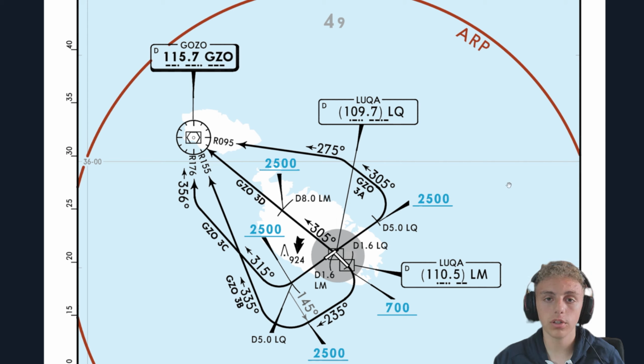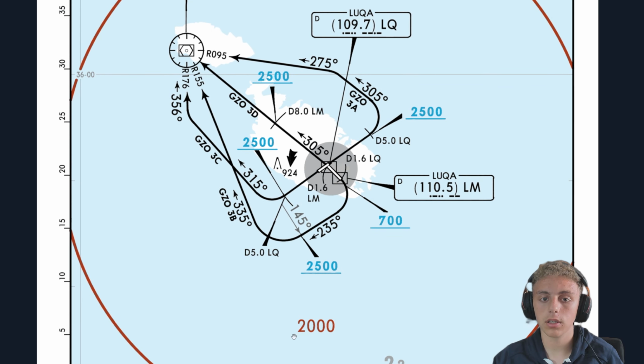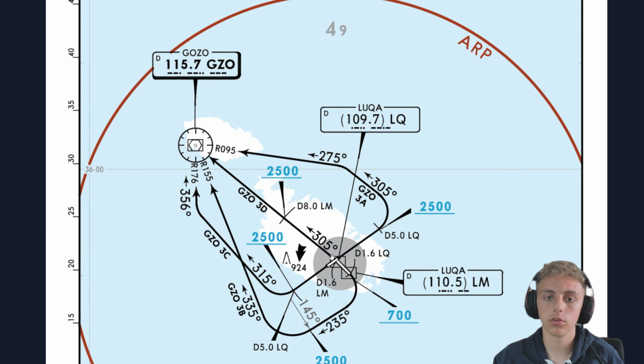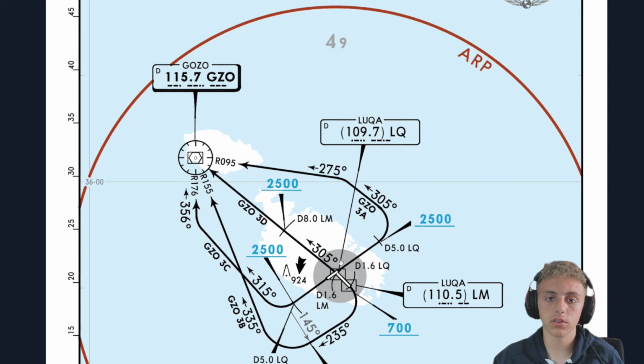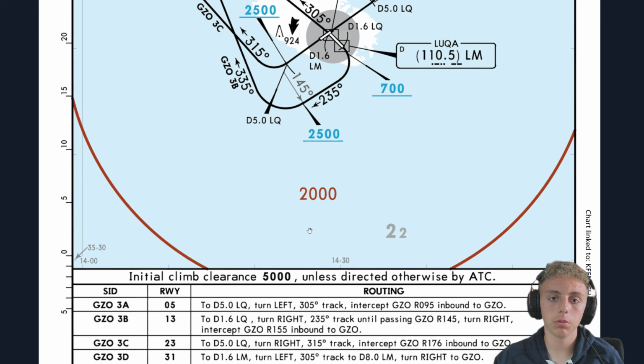Now here we can just see the normal routings. This red or brown circle over here, the ARP, stands for the minimum safe altitude, which is 2,000 feet down here. Pretty much it stands for the minimum altitude at which you will be safe from any obstacles on the ground within a radius of the ARP of the airport, which we have discussed before. The ARP is centered not on the VOR, but usually on the heart of the airport where the runways are.